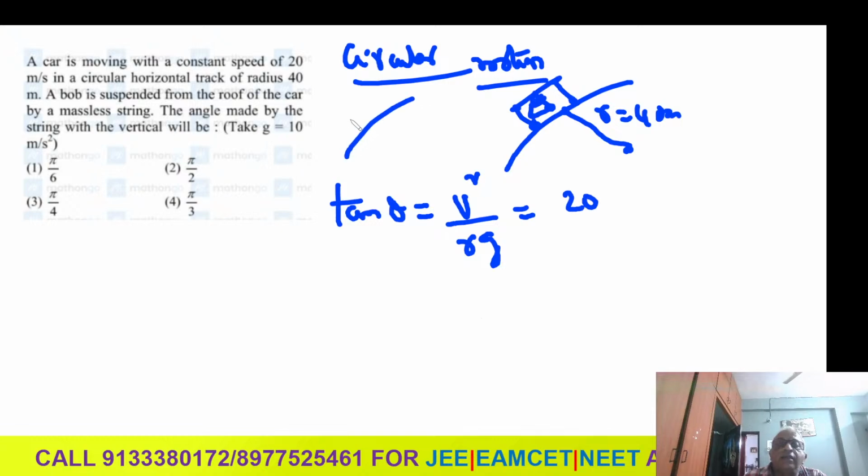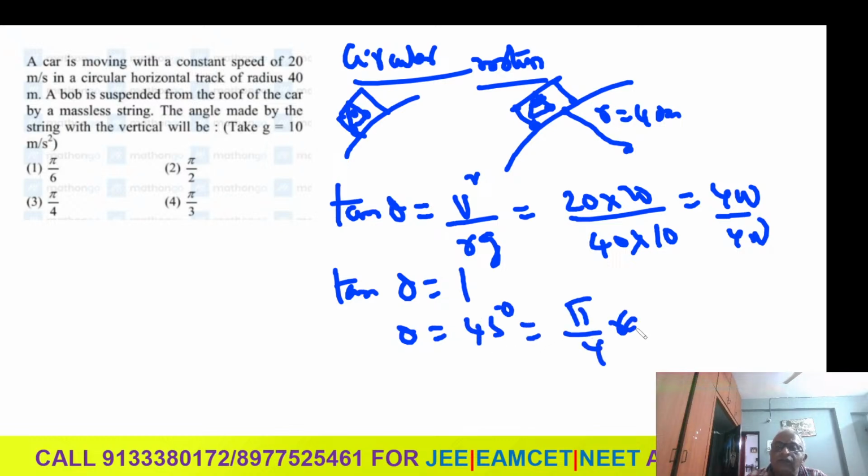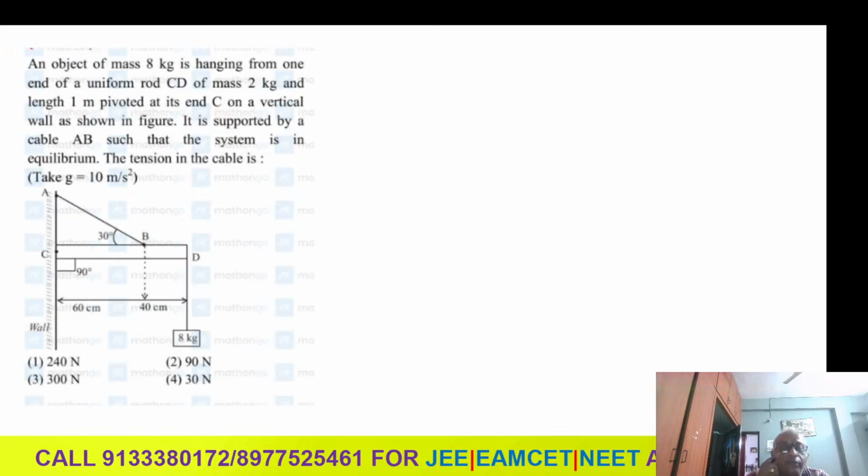Actually, it is like this. He is asking the angle. Tan theta is nothing but 20 into 20, radius 40, g is nothing but 10. This is 400, this is 400. So tan theta will become equal to 1. Theta is equal to 45 degrees. 45 degrees means pi by 4 radians.